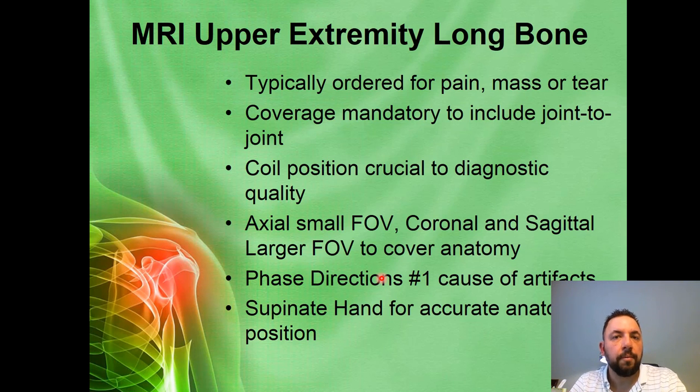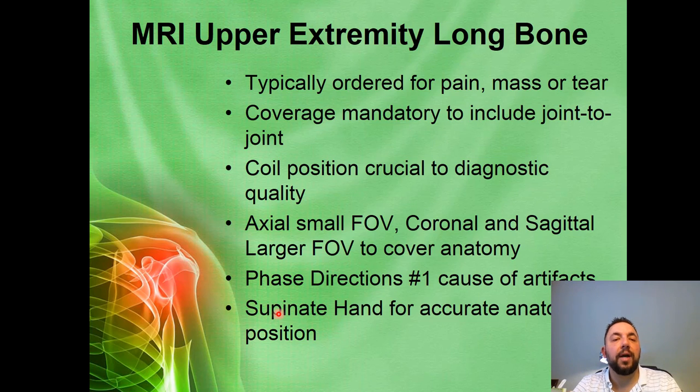Upper extremity long bone, typically ordered for pain, mass, or tear, both humerus and forearm. From an insurance perspective, coverage is mandatory to include joint to joint. Coil position is crucial to diagnostic quality. Very often in a lot of the long bones that we talk about, the axial is going to have a small field of view. The coronal and sagittal will utilize a larger field of view to cover anatomy. Our phase directions in all of our long bone imaging are the number one cause of artifacts for the most part.